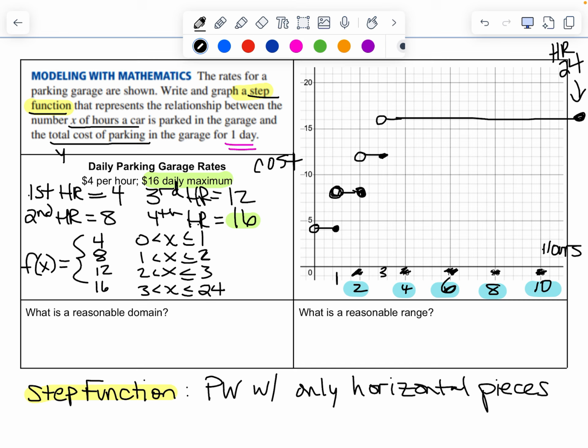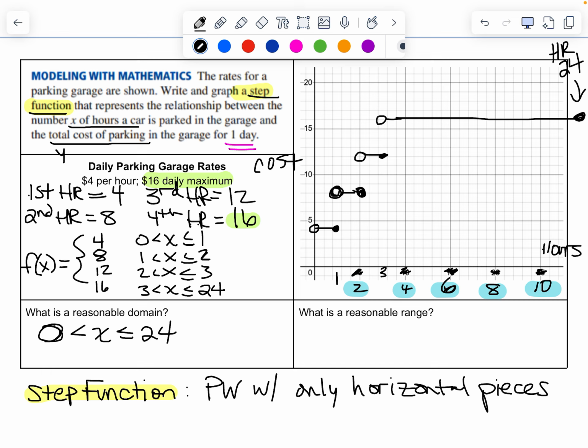In terms of the domain, what would make sense here? It's a full day worth of time. We're focusing on one day. So in terms of the domain and the x value, I have anywhere from 0 to 24 hours in this specific day. I could have my car there for that amount of time.